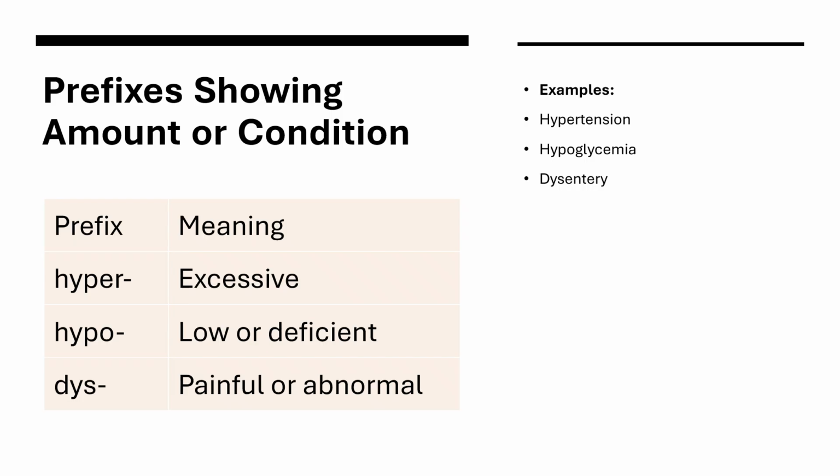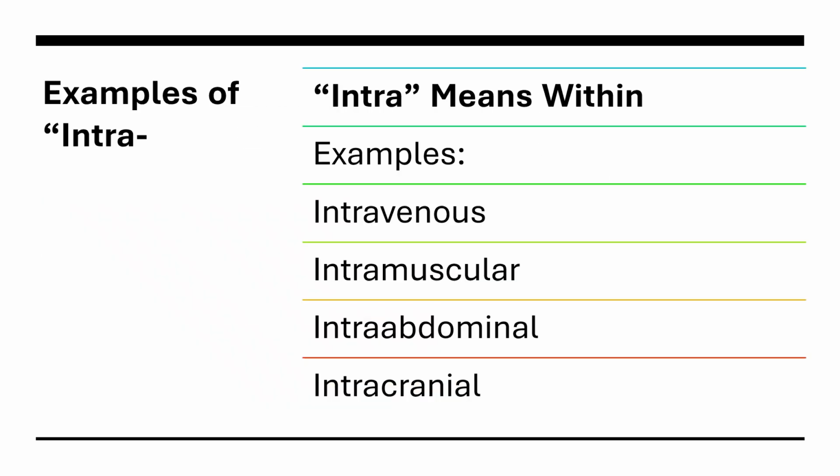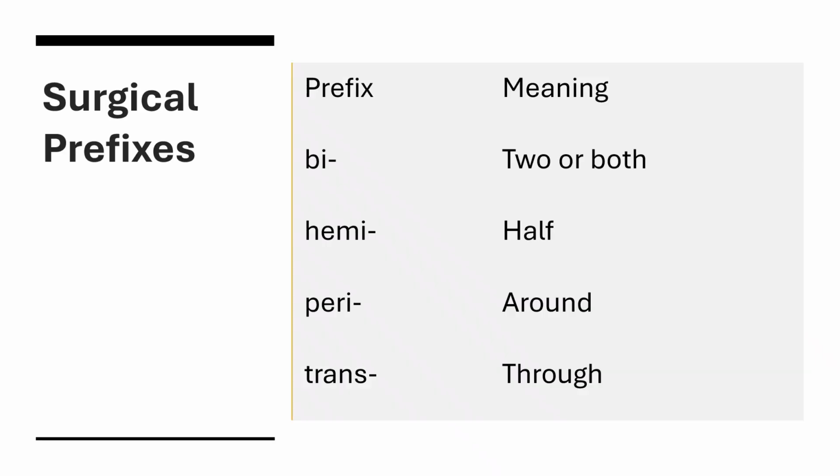The prefix hyper means excessive, while hypo means low or below normal. The prefix dys often refers to pain or abnormal conditions. The prefix intra means within or inside. These terms describe locations inside the body. These prefixes are commonly used in surgical terminology and procedures.